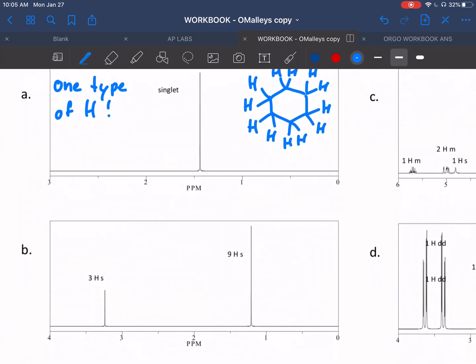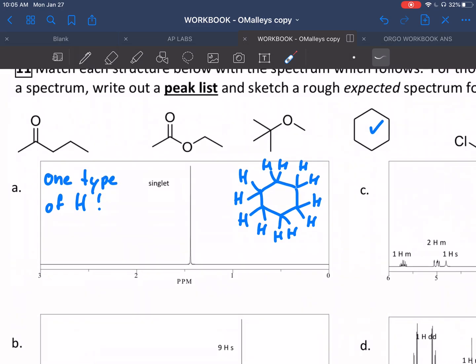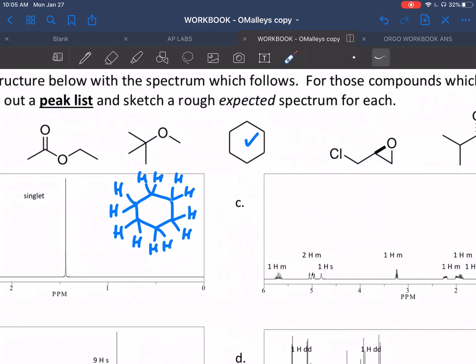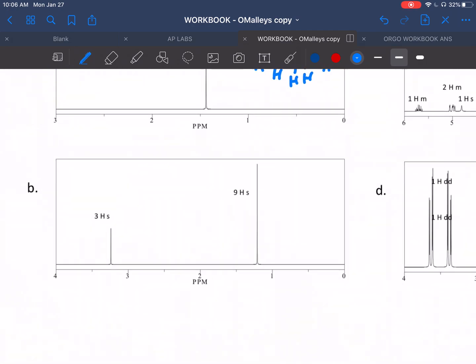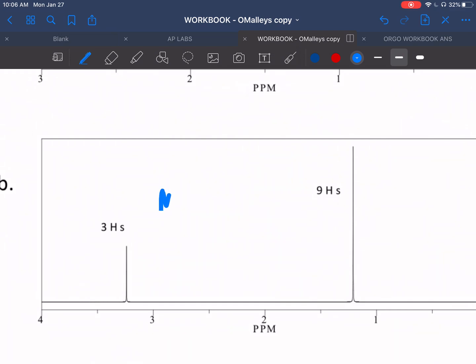Right below it, spectrum B, also very simple. We've got only 2 signals, but in a 1:3 ratio or a 3:9 ratio. That's actually enough to tell us which one it is. Just based on the number of hydrogens in the molecule, it must be this ether, because that has a 9 hydrogen tert-butyl group and a 3 hydrogen methyl group.